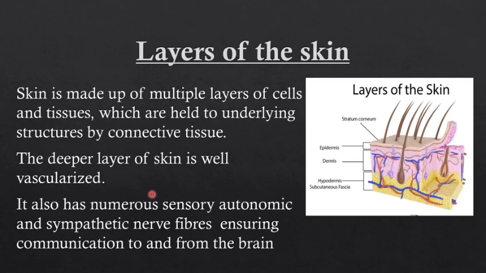It also has numerous sensory, autonomic and sympathetic nerve fibers, ensuring communication to and from the brain. Autonomic means it works automatically. Sympathetic nerve fibers. There are two types, autonomic and sympathetic nerve fibers. They ensure communication to and from the brain. From the brain, communication will be passed to our skin.